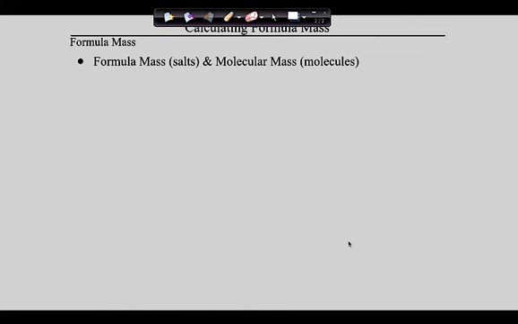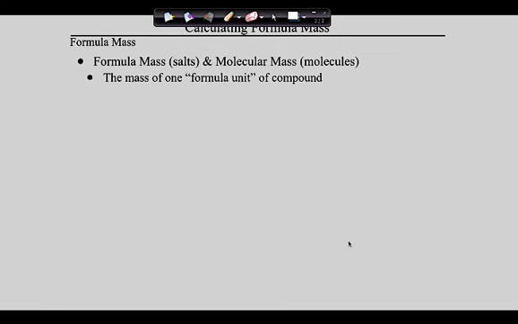You are going to learn today to figure out formula masses and molecular masses. So what's the difference? Well, guys, it turns out they're the same. A formula mass and a molecular mass is the same, but they're not interchangeable. If you're finding the mass of a salt, we call that a formula mass. If you're finding the mass of a molecule, we call that a molecular mass. So you can't find the molecular mass of a salt, you can't find the formula mass of a molecule. But the process is the same.